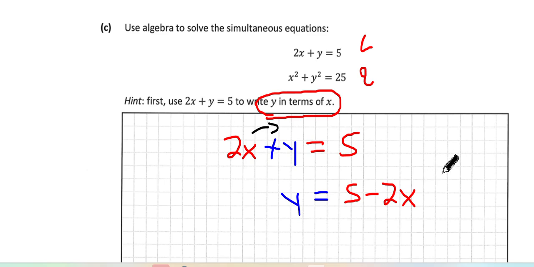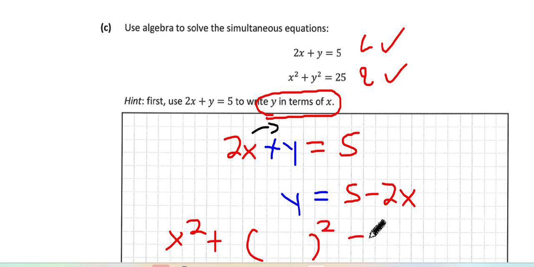Now, what's phase 2 of this question? We've used the first equation. What have we not done? We haven't used the second equation. So, which letter do we have on its own? So we're going to replace y. So it's x squared plus y squared is 25. We're going to replace y. And what are we going to replace y with? Well done, you've got a couple more marks.